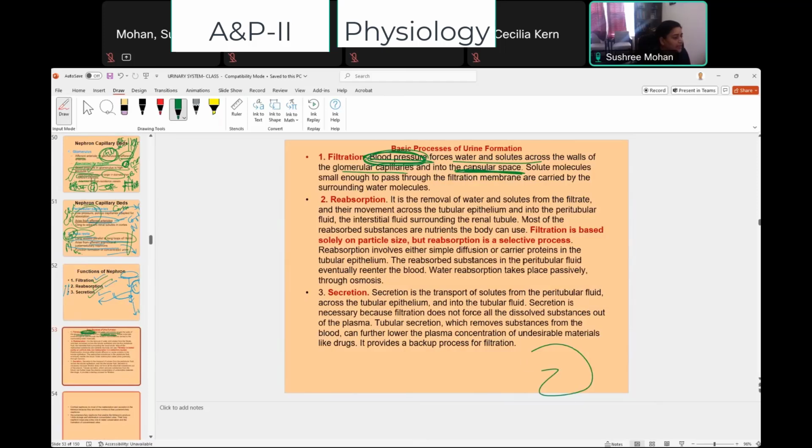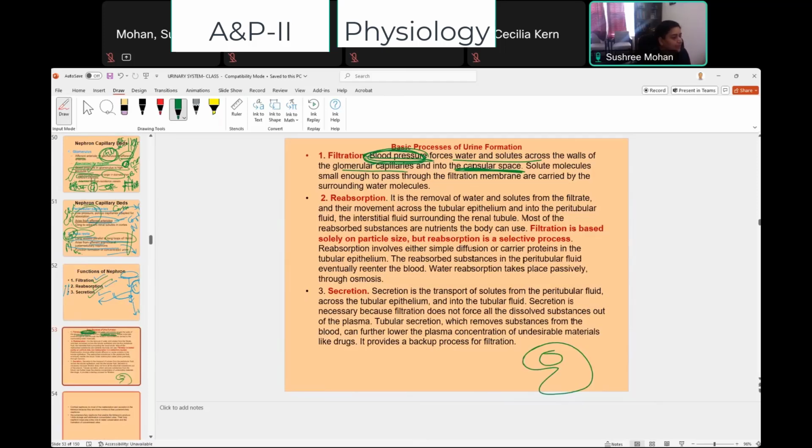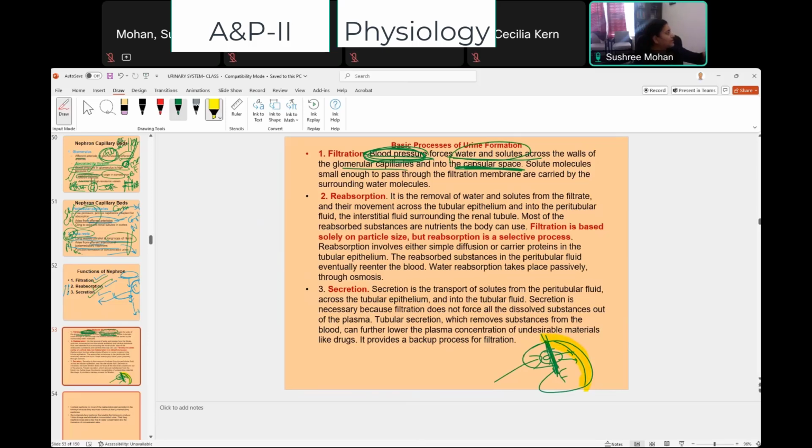So right here, kidney, here's the glomerulus. Blood enters, containing water and solute. Filtration happens right here, in the glomerulus. Once the filtration is done, the liquid that comes out will end up in the capsular region, which is between the capsule and the medulla part. So the fluid now goes into the capsular space. Solute molecules small enough to pass through the filtration membrane are carried by surrounding water molecules.